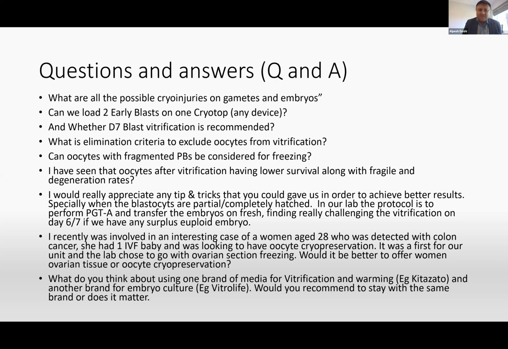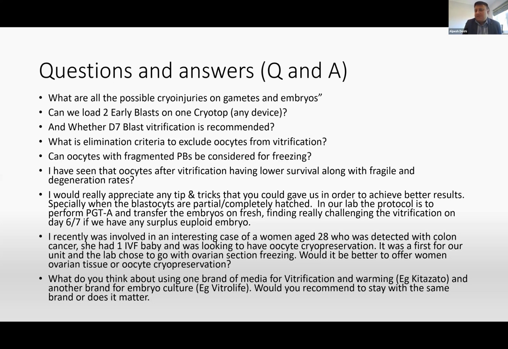I have seen that oocytes after vitrification have lower survival, along with fragility and degeneration rates. Again, I would guide you more towards optimizing your oocyte vitrification procedure. There are some tips and tricks there. It's quite important to make sure that the eggs are fully dehydrated and re-expanded to the original volume. I spoke about how to ensure that the egg has fully re-expanded to its original state before you start taking it into the vitrification solution. So please bear note of those few points and see if that improves your survival rate. Egg vitrification is very, very technically challenging, and to perfect it, there's a lot of work that goes into it, okay? But once you've got it right, rest assured you will have very good results.